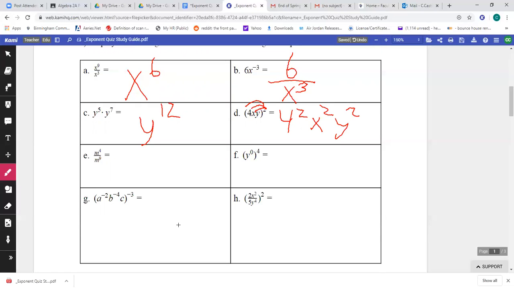I saw a lot of people, for their answer on the homework, did the 4 and the 2 and made it an 8. It's not an 8. It's not 4 times 2. It's 4 squared. So the answer here should be 16 x squared, y squared. When you bring that 2 in, it's an exponent of 2, not 4 times 2.